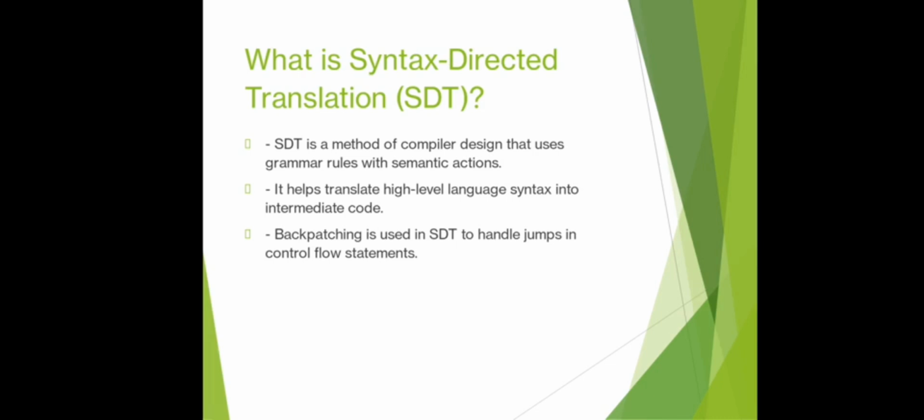What is a syntax directed translation? Syntax directed translation is a method used in compiler design that integrates syntax rules, meaning grammar, with semantic actions like code actions or instructions that define how each rule behaves. There are some key points of SDT. Grammar plus actions: SDT uses grammar rules like those in a BNF combined with semantic actions like generating code or setting values to guide how source code is translated. The purpose of SDT is that it helps translate high level programming language code into intermediate code.